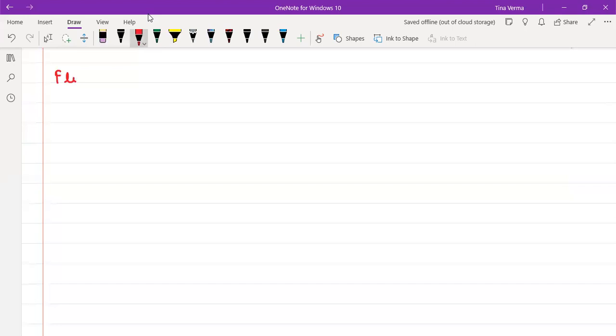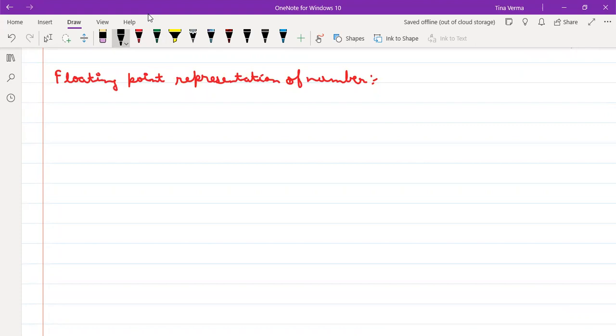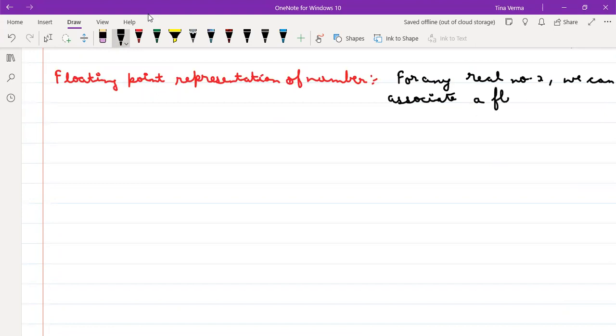so we are going to do the floating point representation of a number. That is the first topic in the syllabus. So what is the definition of this? The definition is that for any real number x, we can associate a floating point representation.